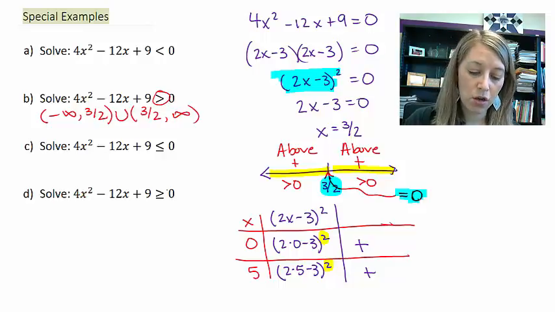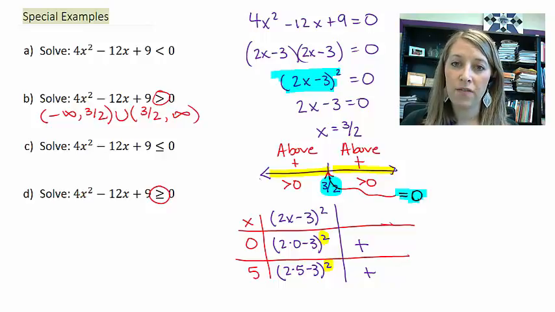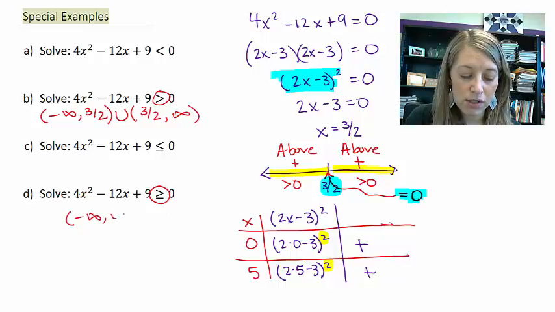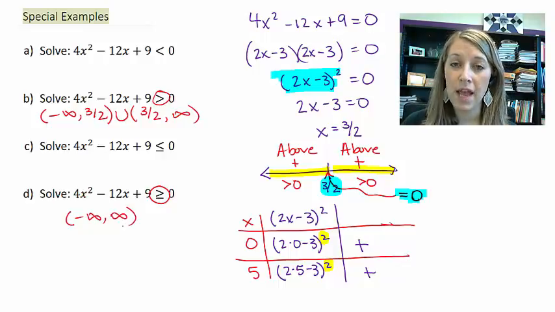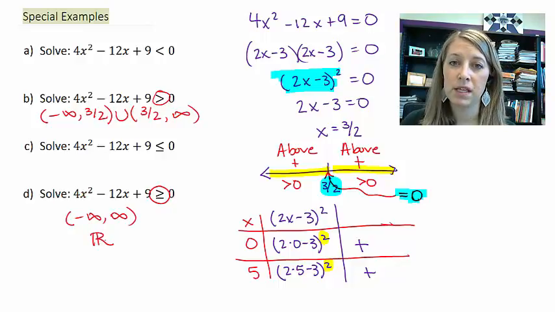Okay, so let's go to the other variation of this, greater than or equal to 0. So if the left-hand side of my graph is greater than, the right-hand side of my graph is greater than, and in the middle it's equal to, that means that this graph is always greater than or equal to 0. So in set builder notation, you would say every single number from negative infinity to infinity, or another answer that you might see is all real numbers.